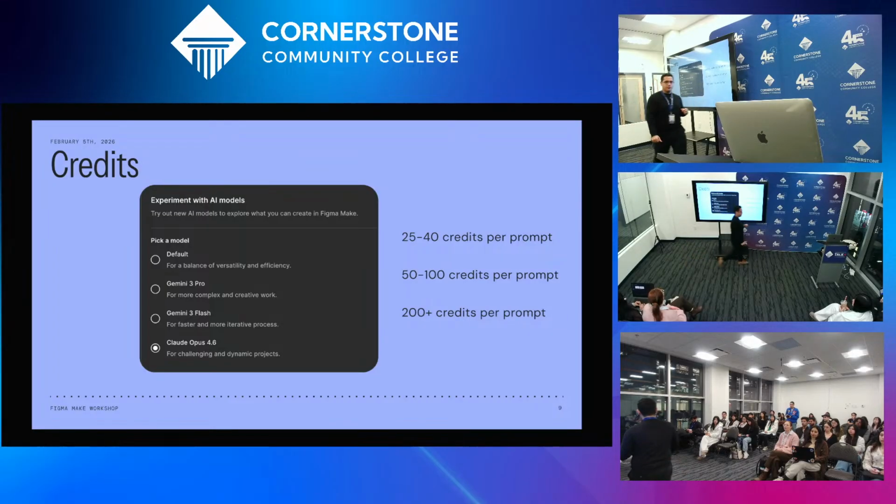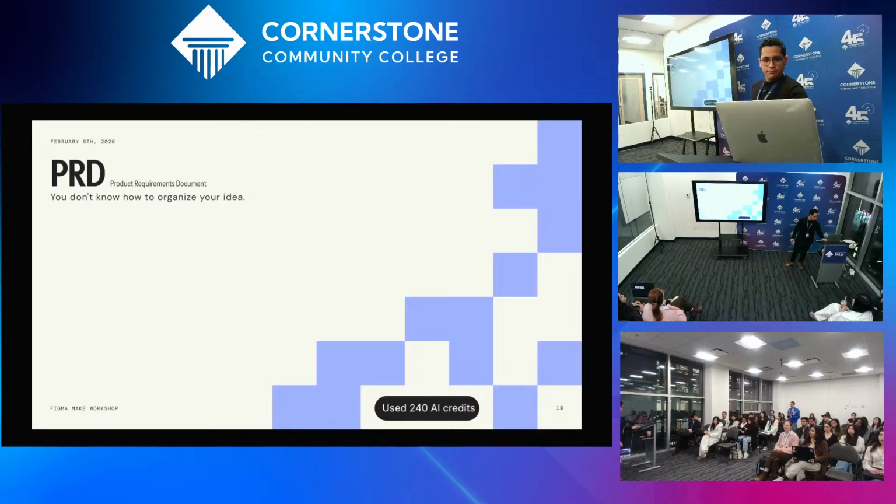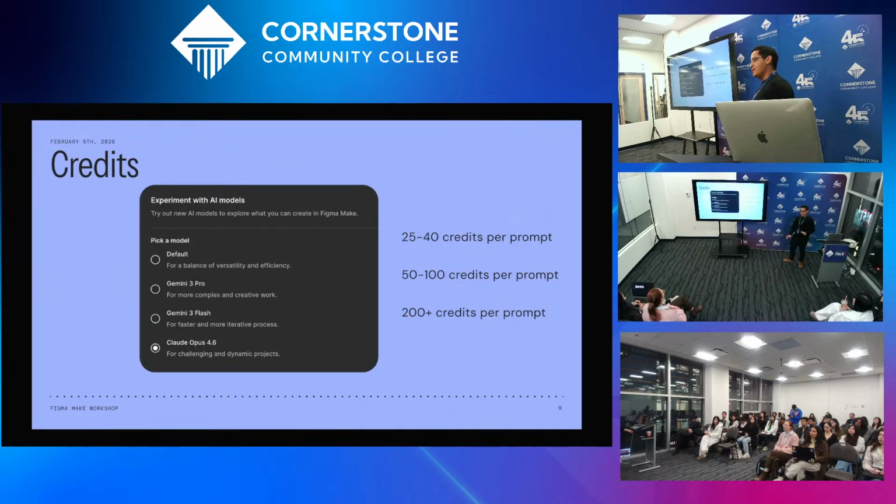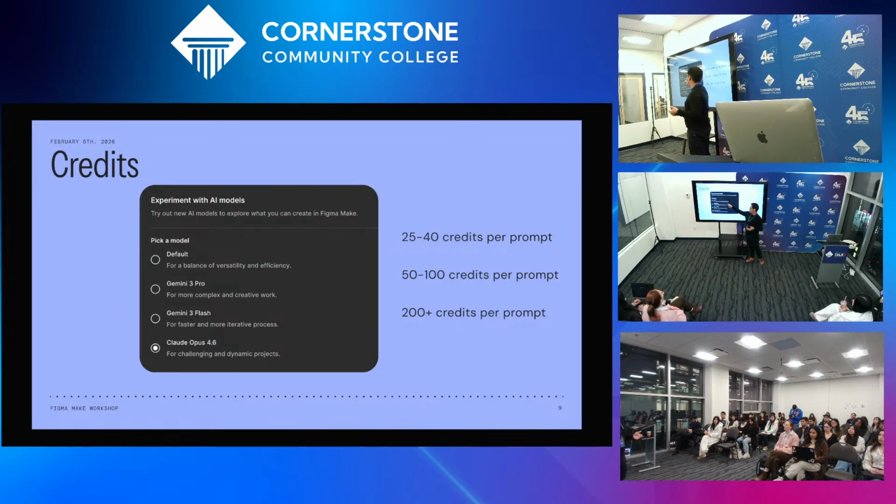Opus, I guess, is the other one I added here. Today I tested it out, and I used like 240 credits in only one prompt. So it can be a lot. I would say if it's the first prompt, it would be really nice to use that one. But then for the other ones, I would keep using Gemini Pro because it's going to use less, let's say 50 to 100. So you can be changing. We're going to be changing together today.